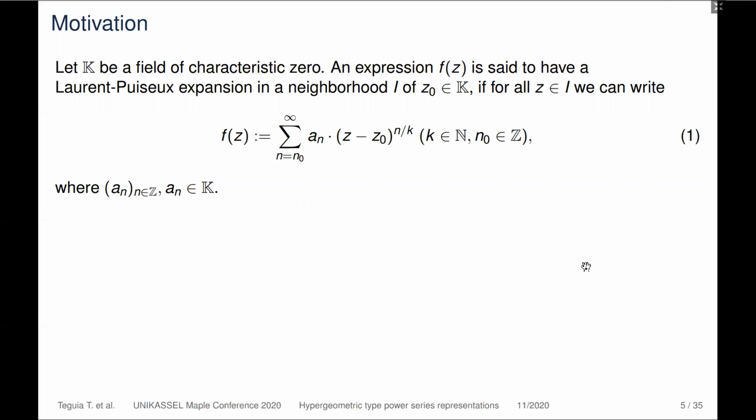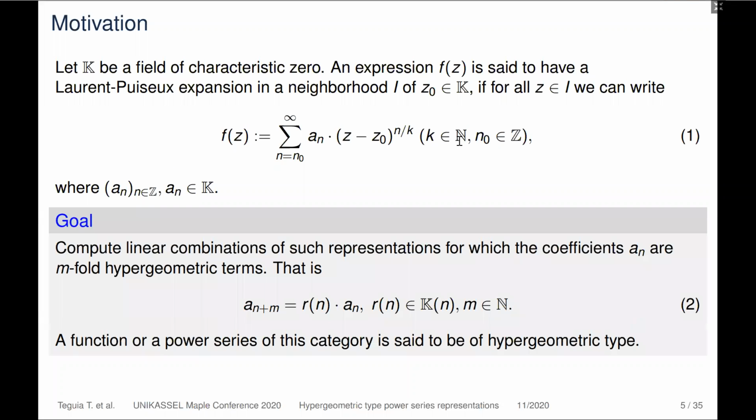So now let us introduce. To define what is a hypergeometric type function, we first recall what is a Laurent-Puiseux series. A Laurent-Puiseux series is a series whose starting point is an integer, here int 0, and the powers of the indeterminate variable are fractions with bounded denominator k, called the Puiseux number, which is a positive integer. A hypergeometric type power series is a linear combination of Laurent-Puiseux series whose coefficients are m-fold hypergeometric terms.